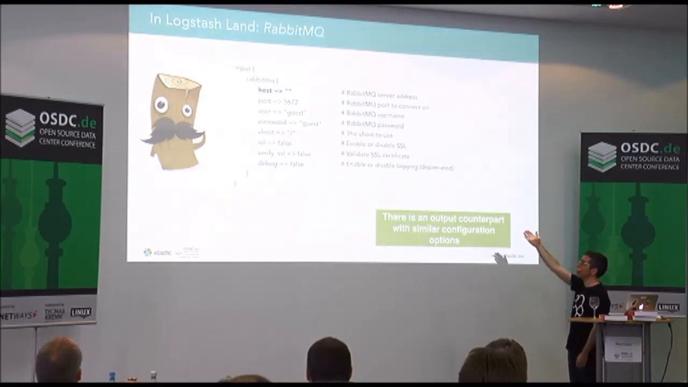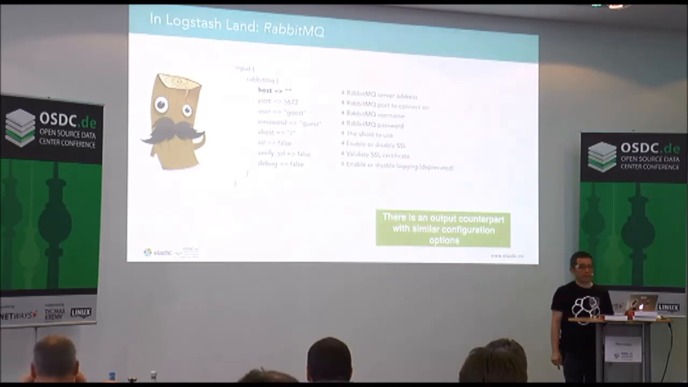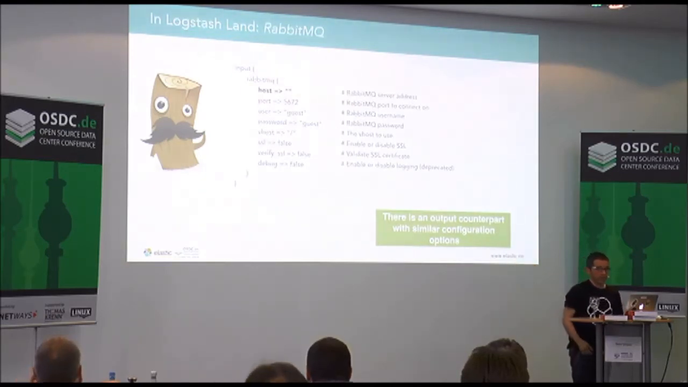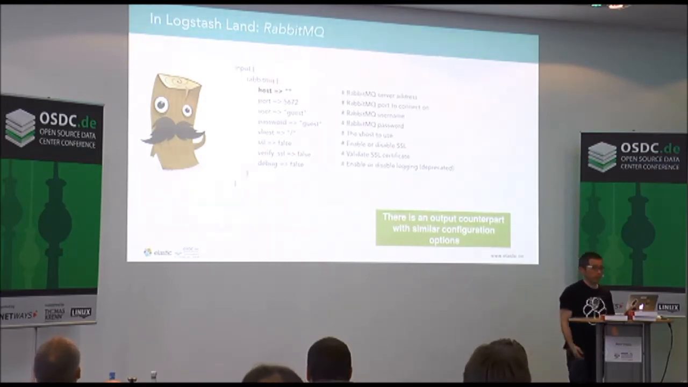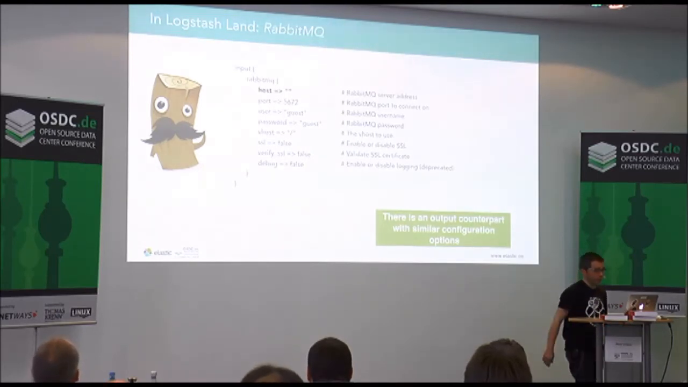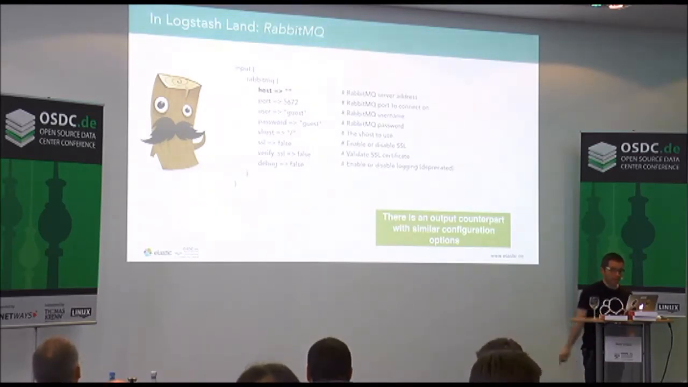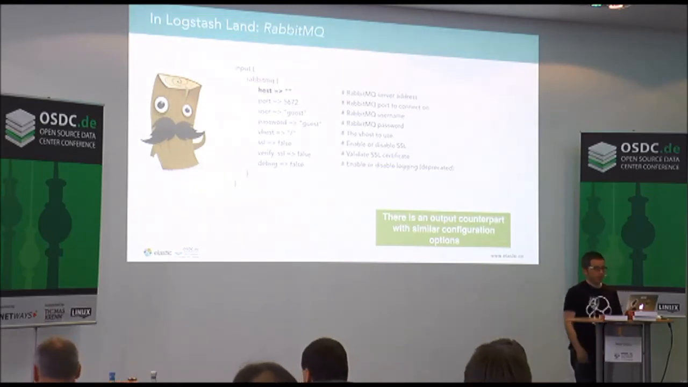Like this, very easy. Only the host is needed for RabbitMQ to work at the beginning. You have to say your server address. The rest are good defaults for the RabbitMQ configuration. That's a button for Logstash. If there is a good default, we use it. You can do a lot of things here. Use SSL, verify SSL, validate the SSL certificates, enable the debugging. And there's also an output for that thingy that has very similar options.